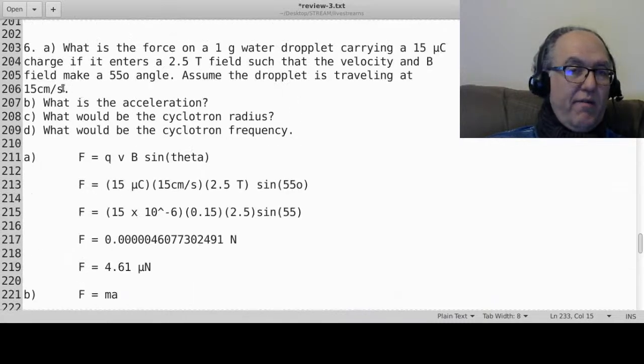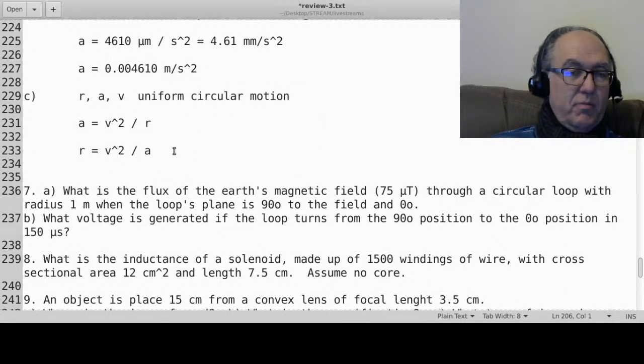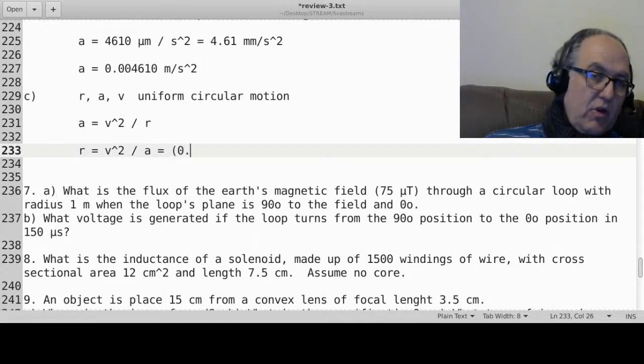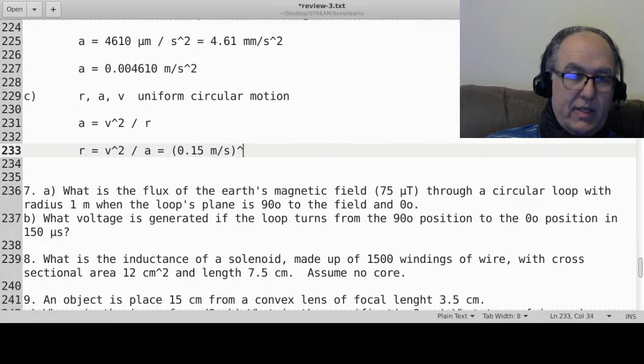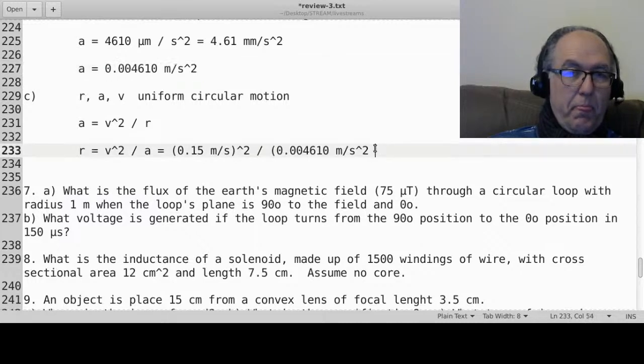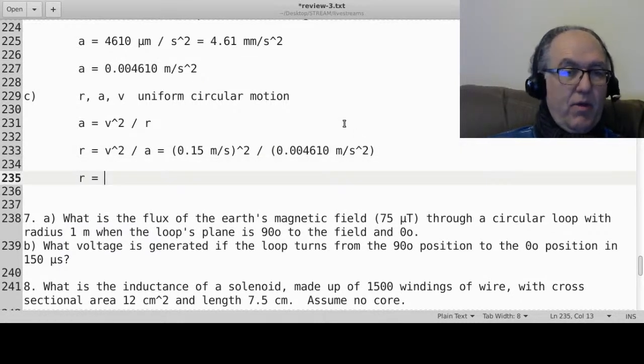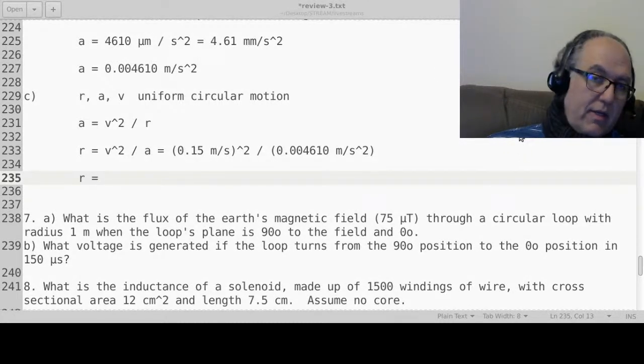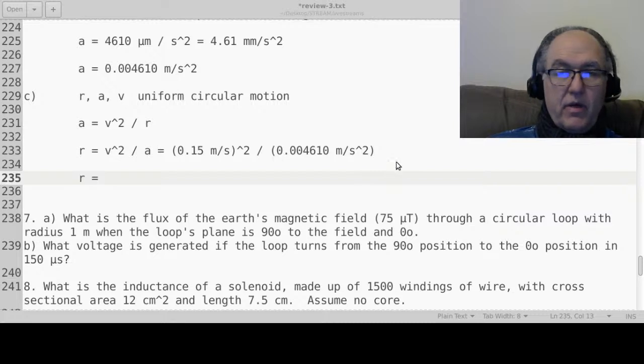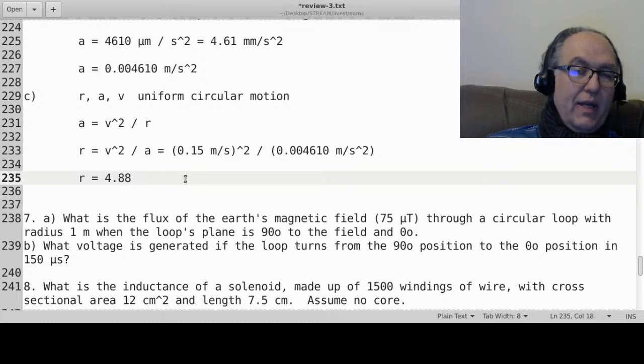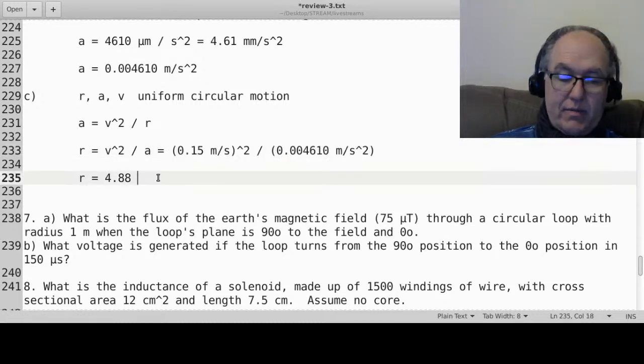The velocity, I said, was 15 meters per second, but again, we've got to do that in meters per second. So we're going to have 0.15 meters per second for the velocity, all squared, divided by this acceleration here, 0.00461. That's going to give me a radius of, tell you in a second, 4.88. Since everything here was in MKS, that is in meters.